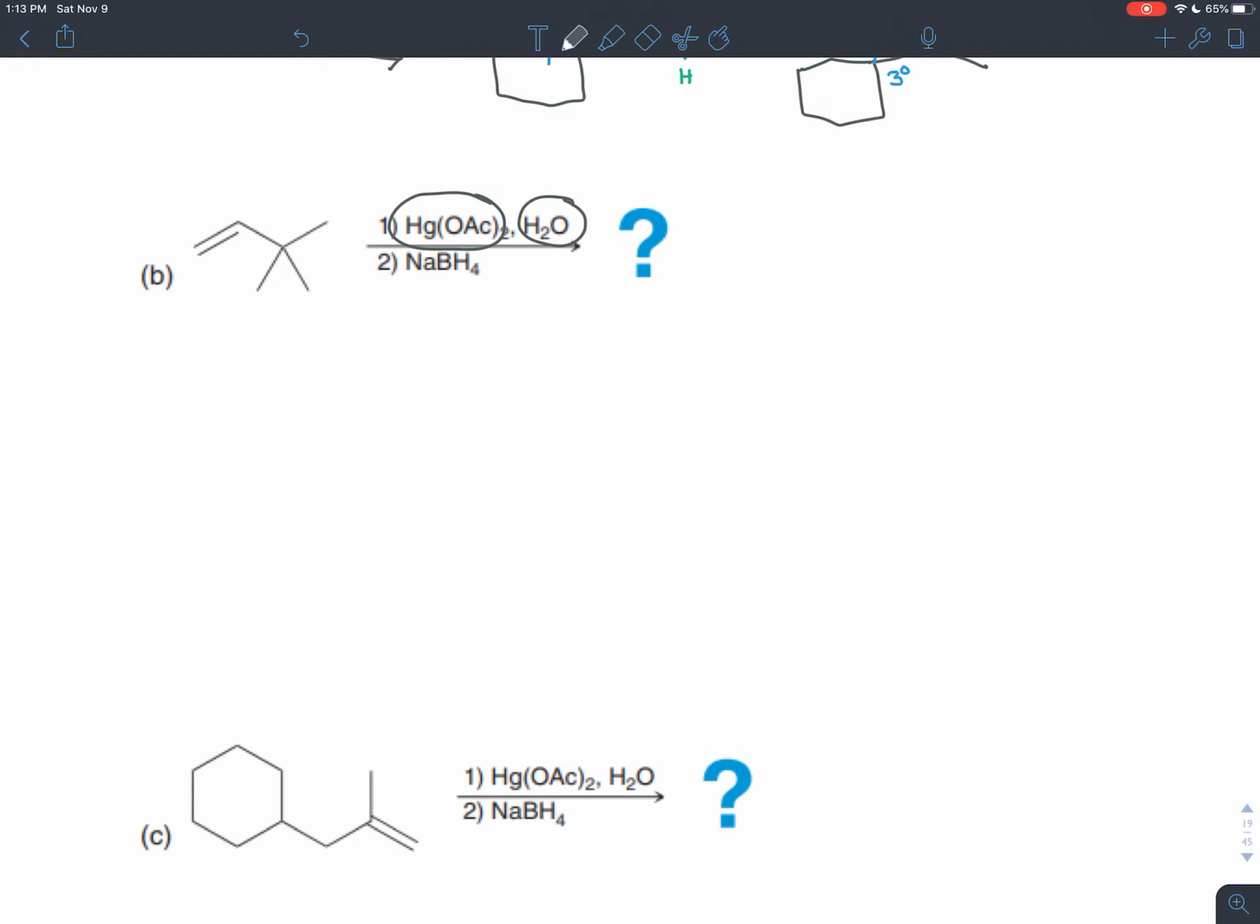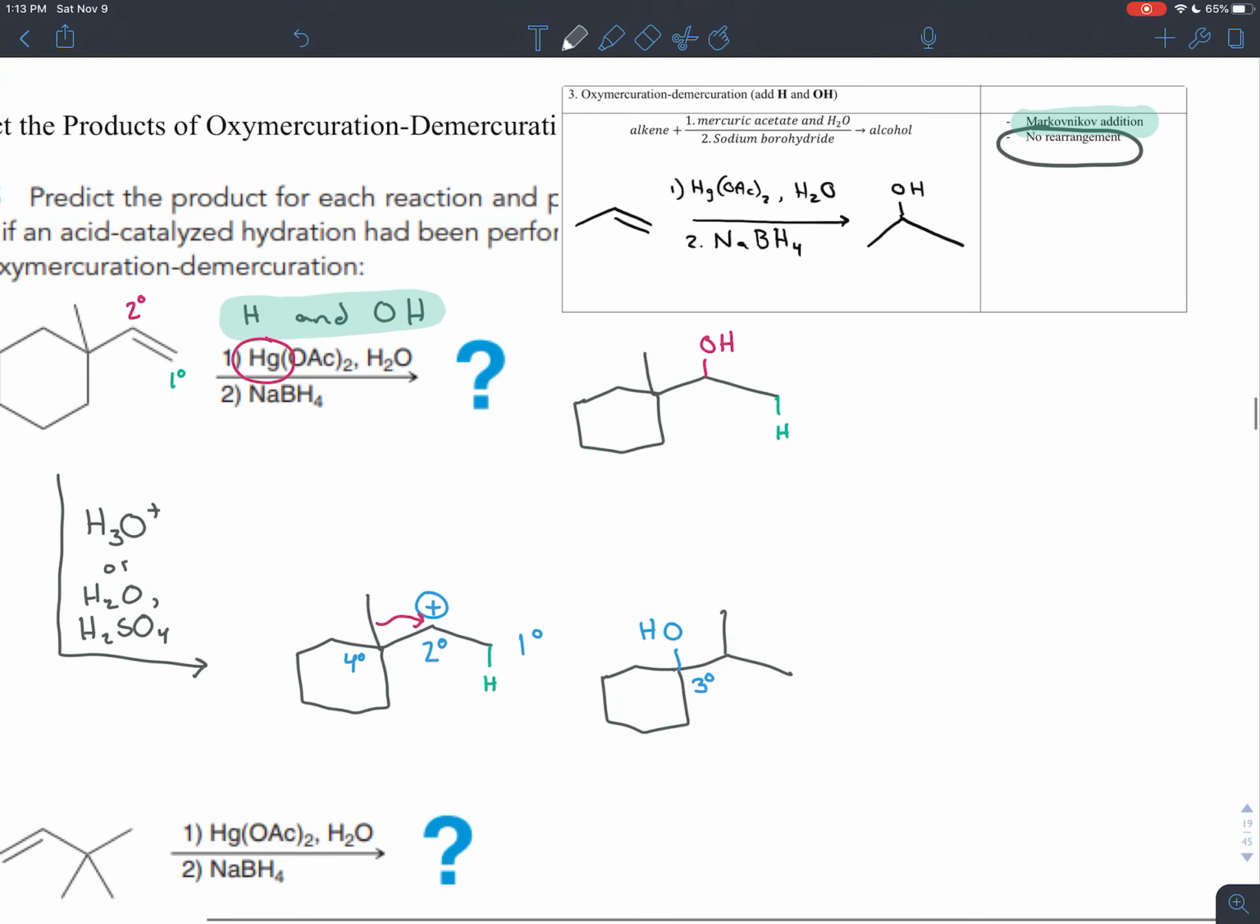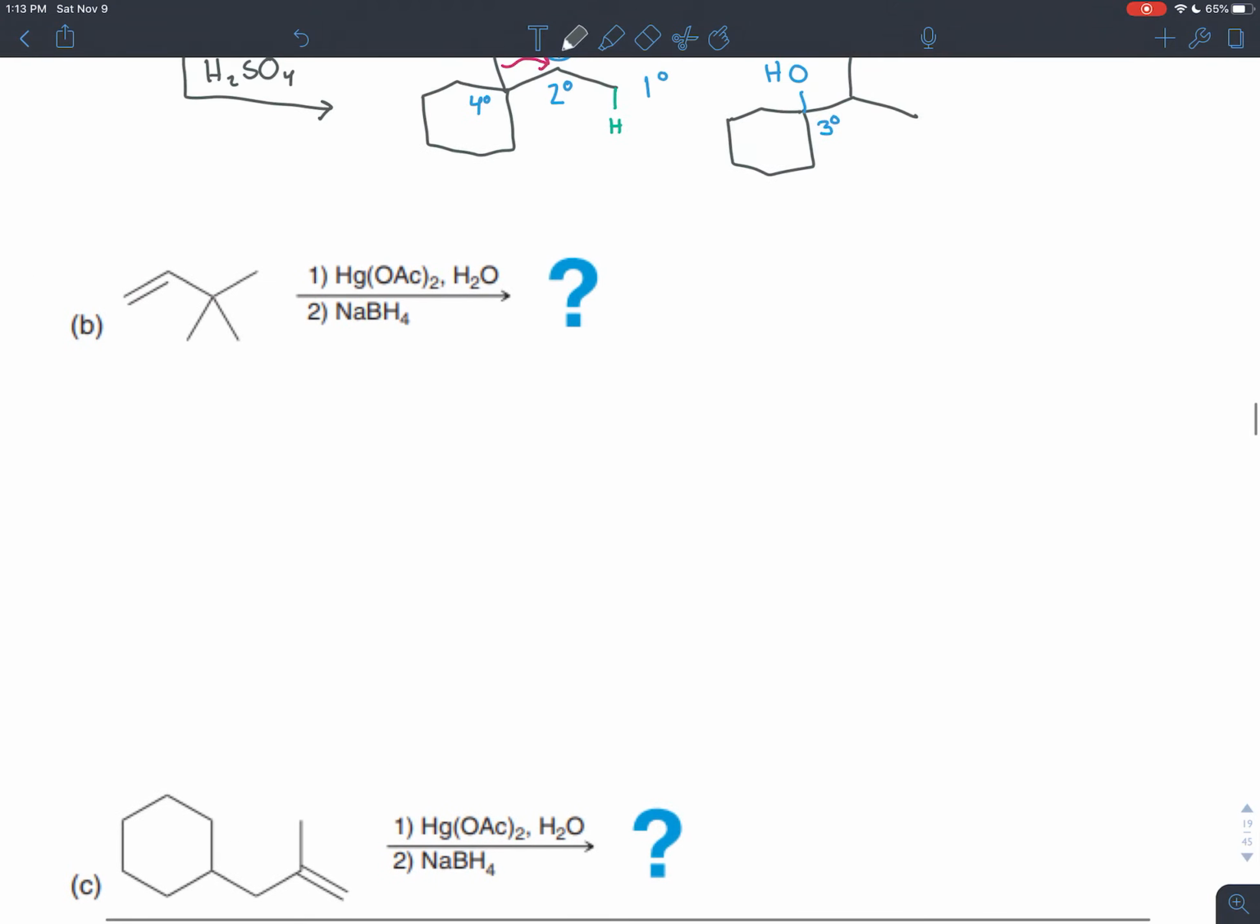So that's oxymercuration, and then you're taking the mercury off with sodium borohydride, replacing the mercury with one of those 4 hydrogens. So oxymercuration-demercuration. And in oxymercuration-demercuration, you add an H and an OH in a Markovnikov way with no rearrangement. So we're going to redraw that molecule.